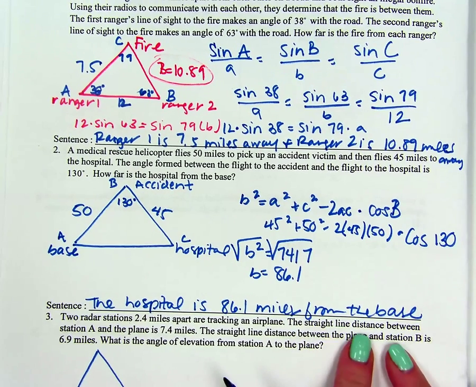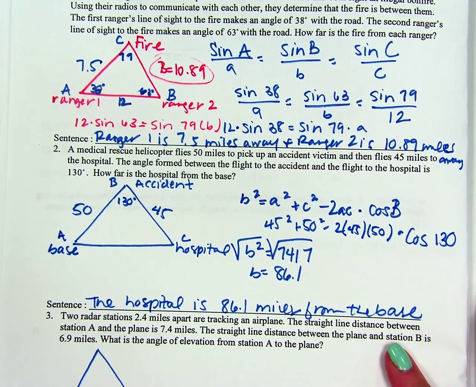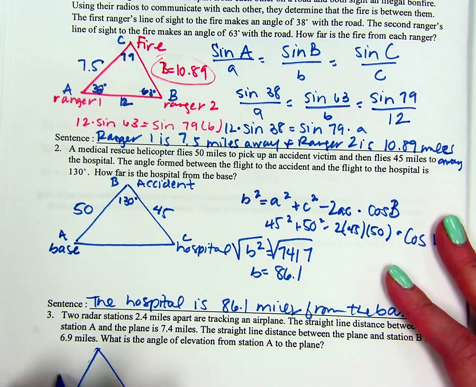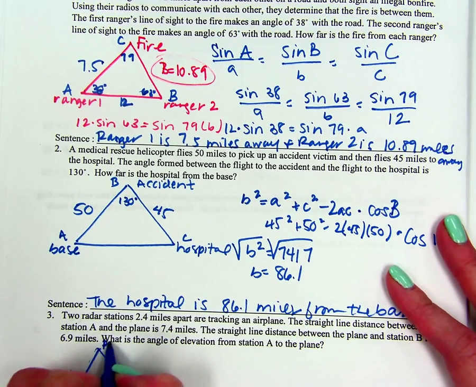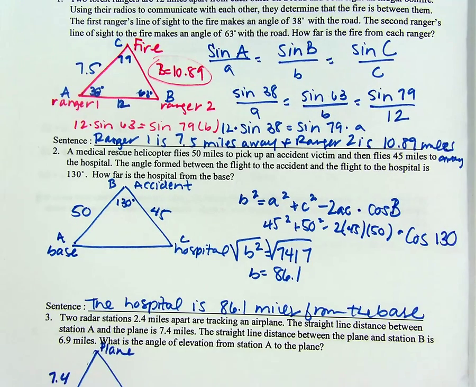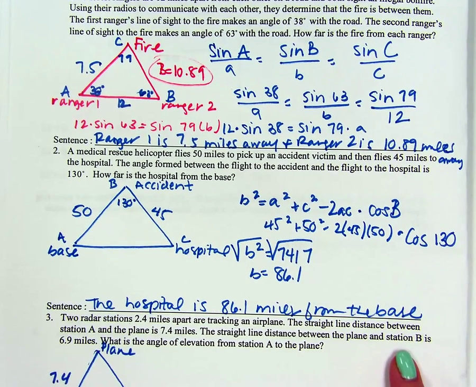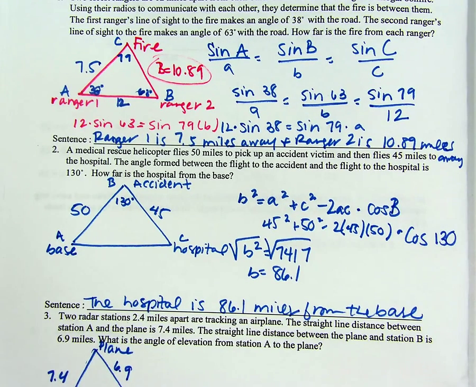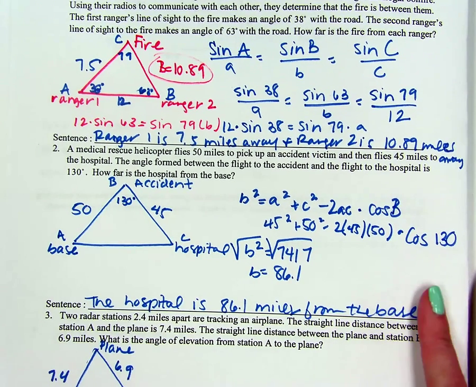The straight line distance between station A and where the plane is, is 7.4. So we have our plane up here, and we know that this distance is 7.4. The straight line distance between the plane and station B is 6.9. So we know we have this side down here, 6.9. What's the angle of elevation from station A to the plane? So we have A over here.